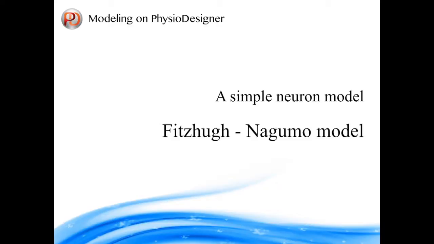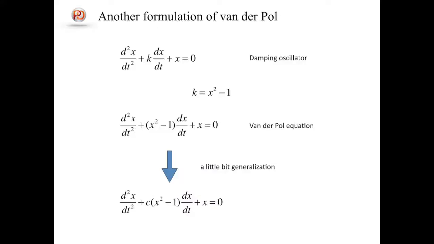At the beginning of this tutorial, let's derive another formulation of the Van der Pol equation than the one that we used in the previous tutorial. Do you remember that we could derive the Van der Pol equation by replacing a parameter k in the damping oscillation model by a nonlinear term of x, that is x squared minus 1.